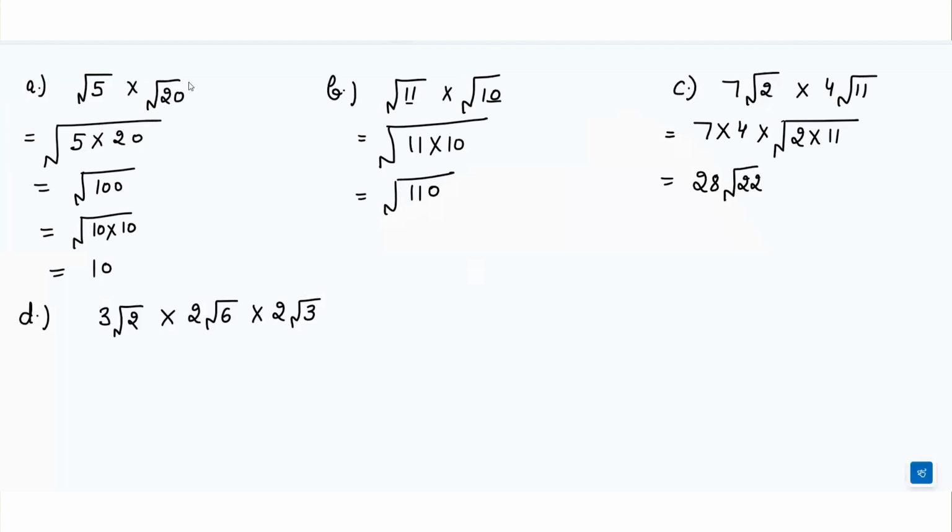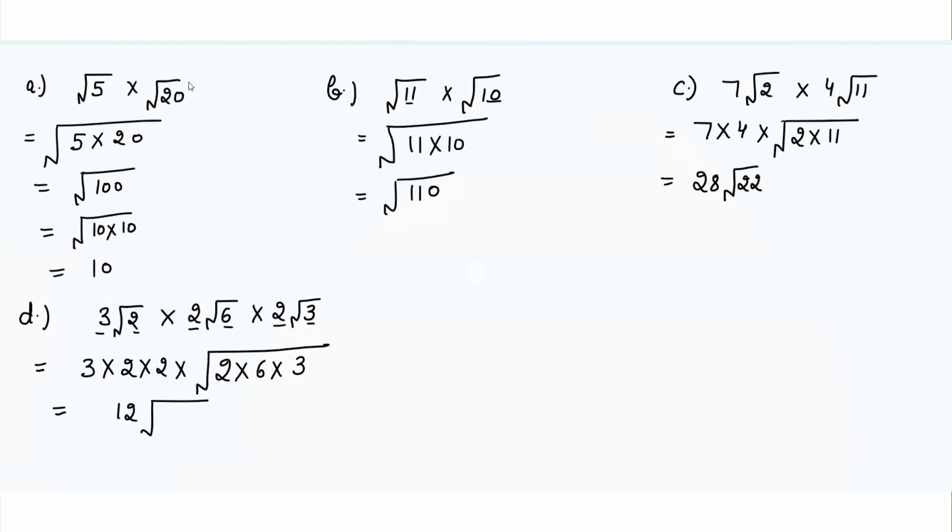After this, in part D also, we have the numbers outside the square root: 3, 2, and 2. So we'll write them together, 3 into 2 into 2 into the square root of the terms which were within the square root, 2, 6, and 3. We'll write those 2 into 6 into 3. We will get 3 2s are 6, 6 2s are 12, and then square root of 2 6s are 12, 12 3s are 36. 36 is a perfect square of 6. So the final answer is 12 root 6.